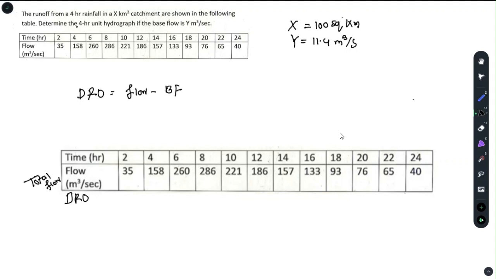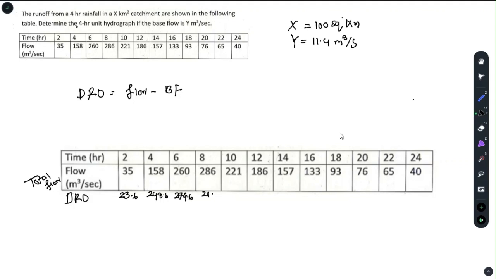And here we have base flow of 11.4 meter cube per second. From that, we'll get direct runoff of, let's say, 35 subtracted by 11.4, you will get a value of 23.6. 158 subtracted by 11.4, you'll get a value of 248.6. 260 subtracted by 11.4, you'll get a value of 274.6. Oh, sorry, 270, not 72, 274.6. I'm writing all of them together.